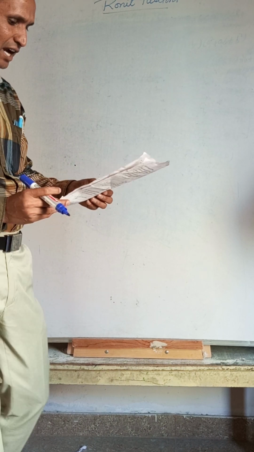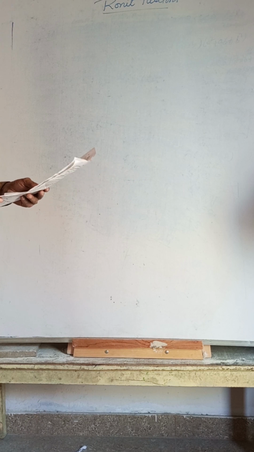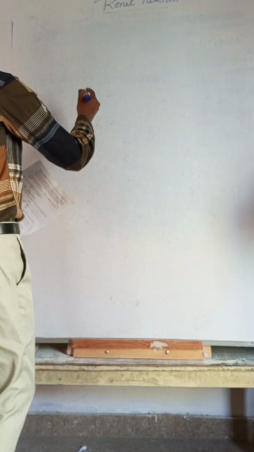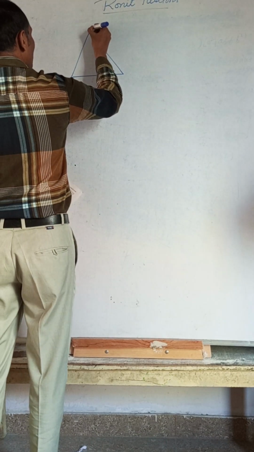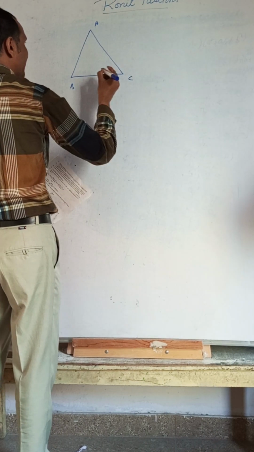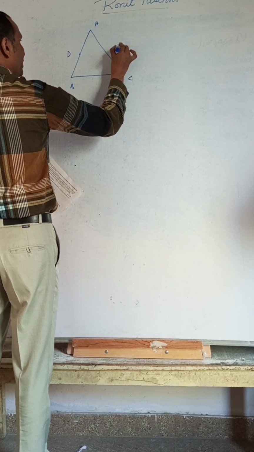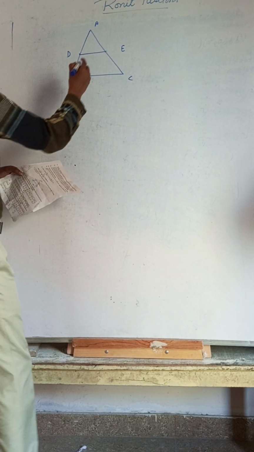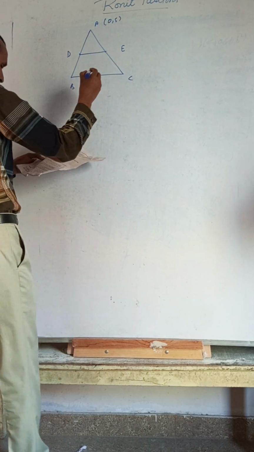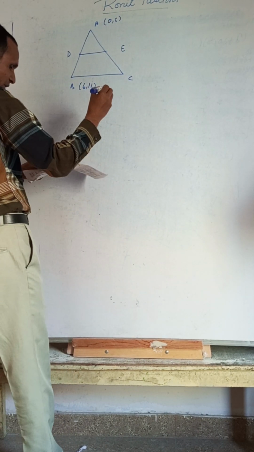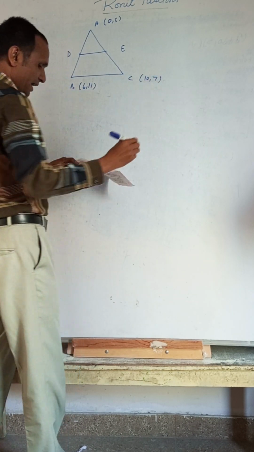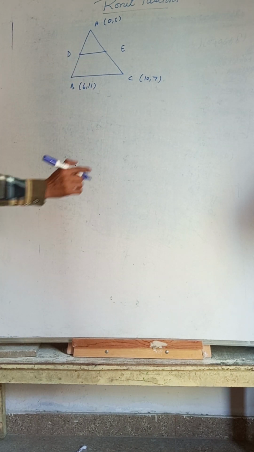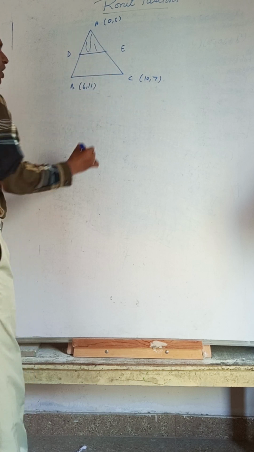Here it is given: A, B and C are the vertices of triangle ABC, D and E are the midpoints of the sides AB and AC respectively. Find the area of triangle ADE. One triangle is there. Suppose that ABC is a triangle, D and E are the midpoints and joined here, so a triangle ADE becomes. A is given as (0, 5), B is (6, 11), C is (10, 7), and D and E are the midpoints. Find the area of triangle ADE; this area we are going to find out.